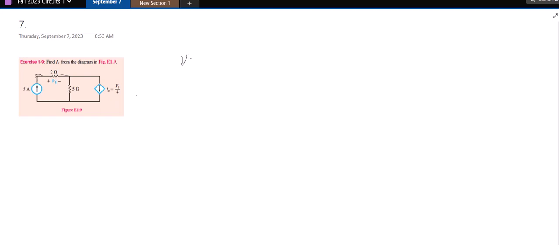So the voltage drop across the 2 ohm resistor, V equals IR, so V1 equals 5 amps times 2 ohms, or V1 equals 10 volts. And so we can see that the voltage drop across the 2 ohm resistor is 10 volts. That means our current source Ix has to be 10 over 4, or 2.5 amps.